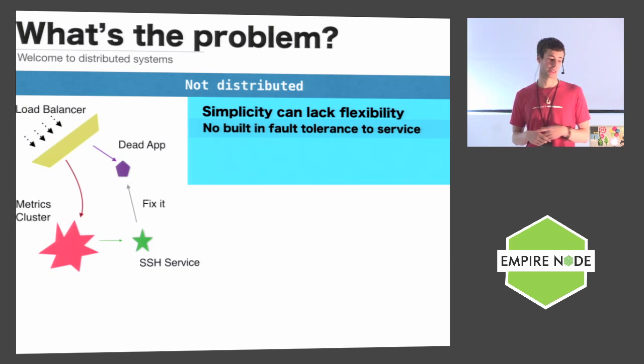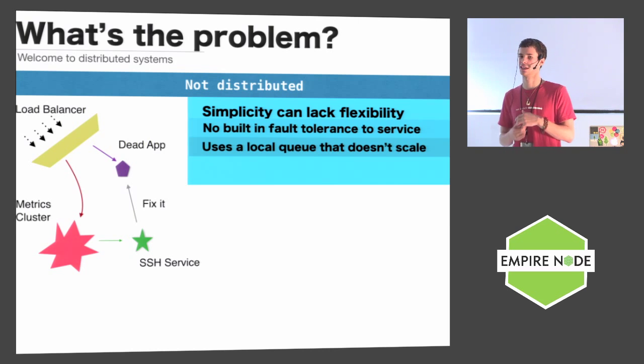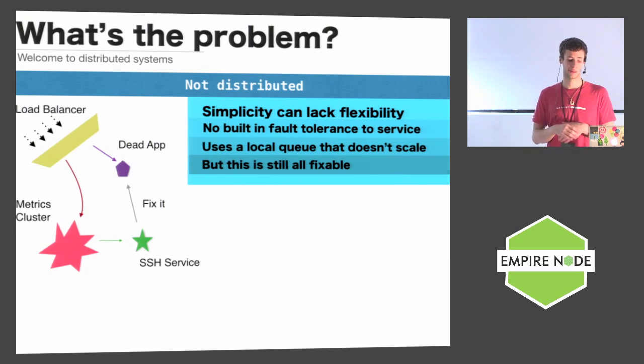It has no built-in fault tolerance, and it uses a local queue. So even if it somehow was taking enough HTTP load to warrant another server, this actually just wouldn't work. But it's still all fixable.